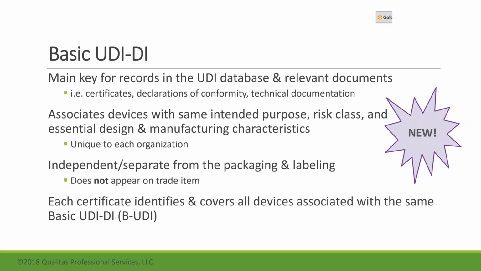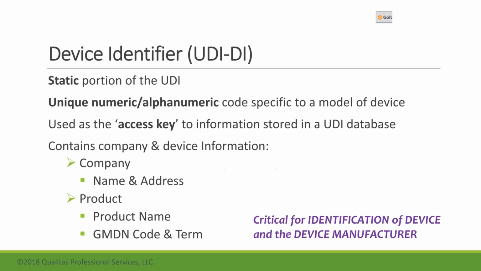The book is going to contain all this information related to a particular subject. Within that book, we're going to get into the chapters, and the chapters are going to be your device identifier. The device identifier is that static portion of the UDI, and it's kind of that access key, so you know where to go in the UDI database to gather the information. That DI contains the company name and address, the product name, and reference number. And the DI is critical for identification of the device and the device manufacturer. So similar to a chapter, you've got the chapter number and the title so that you can identify where in that book you are.